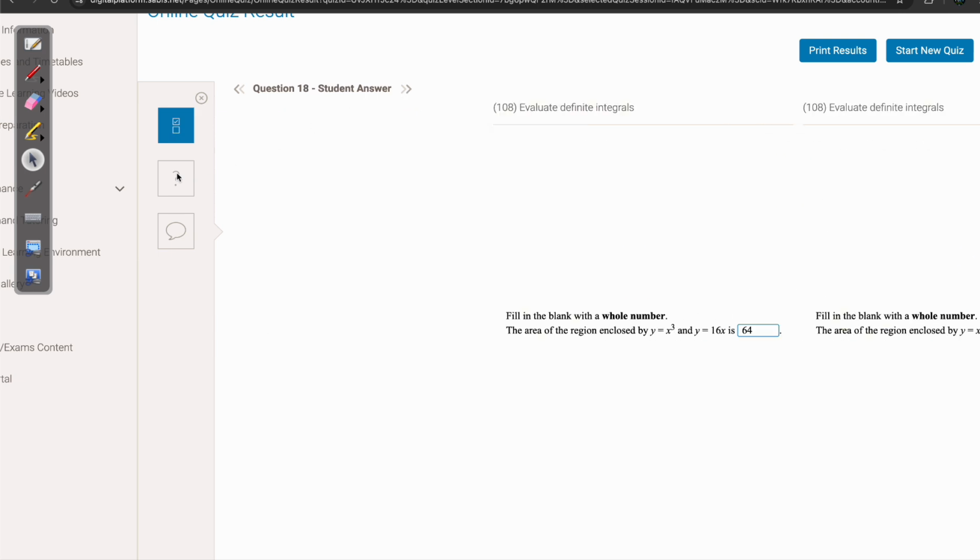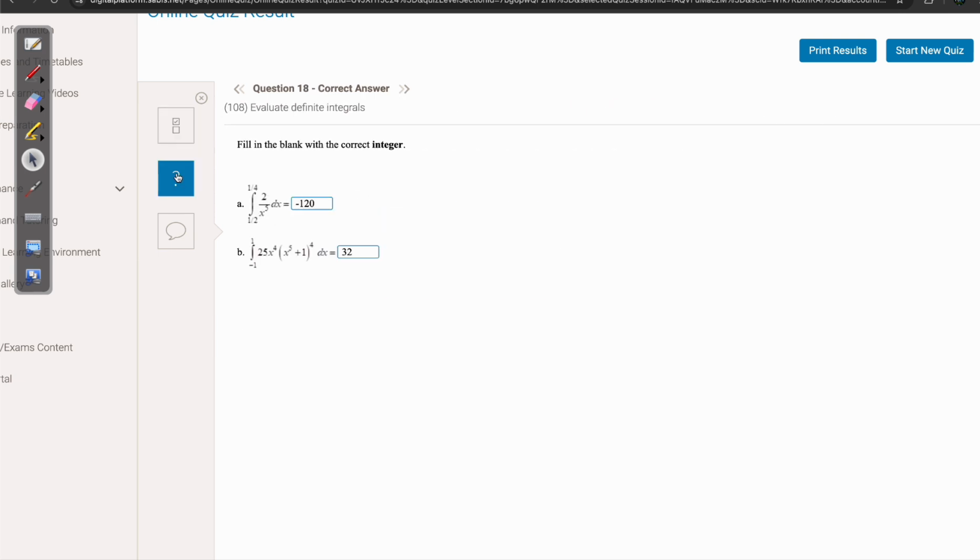Number 18. Okay, these you can simply do on the calculator. From 1 over 2 to 1 over 4, 2 over x to the 5, which is negative 120. Then again, you're gonna do the same thing on the calculator, since calculators are allowed most probably. 25x to the 4 into x to the 5 plus 1 to the power of 4, which is 32.